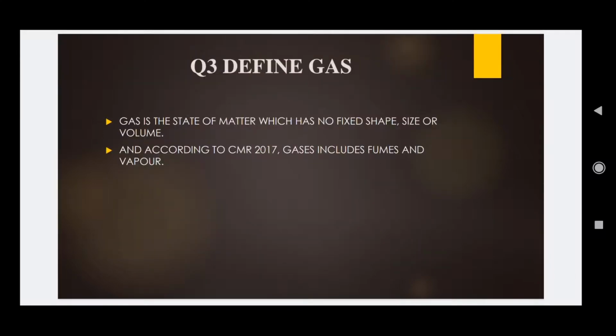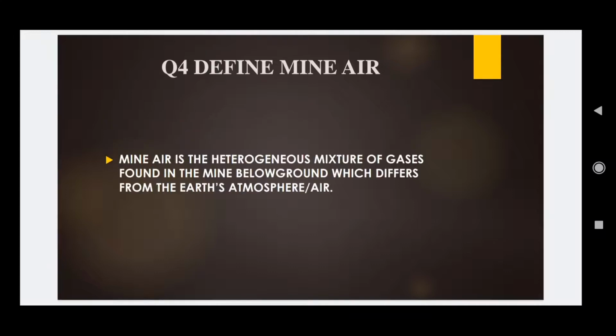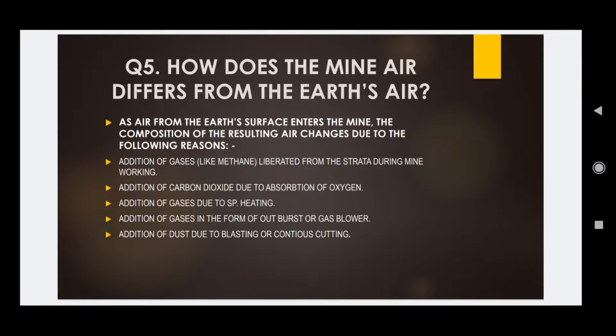The next question is: how will you define a gas? Gas is the state of matter which has no fixed shape, size, or volume, and according to Coal Mine Regulation 2017, gases include fumes as well as vapor. The next question is: define mine air. Mine air is the heterogeneous mixture of gases found in the mine below ground, which differs from the earth's atmosphere. This is the definition of mine air.